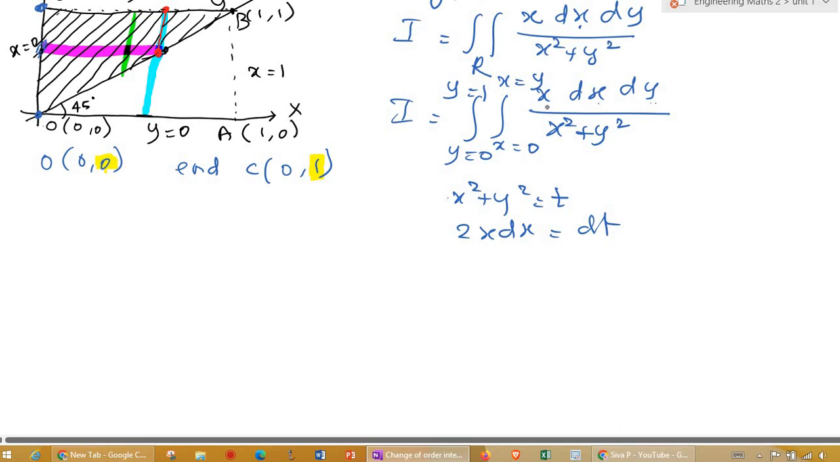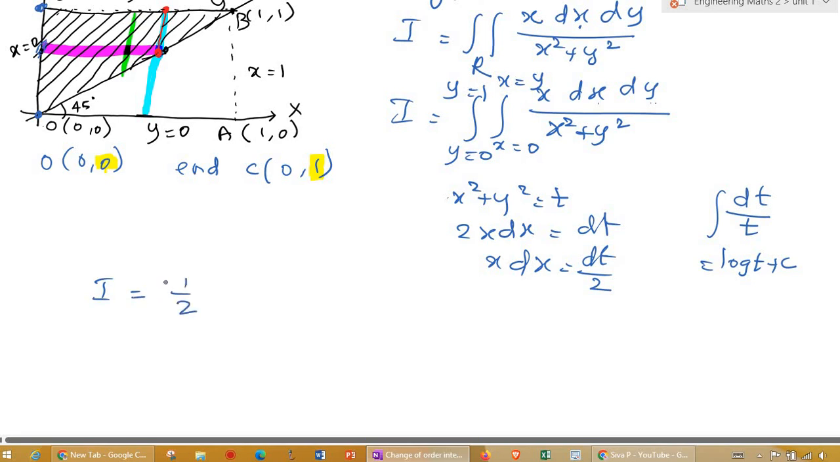But here numerator x is there, so we can write x dx equal to dt by 2. Actually, what is that integral of dt by t formula? That is equal to log t plus c. That is the formula. So here, if you take it like that, then the integration becomes I equal to 1 by 2, and the outer integral 0 to 1, you have to write 1 by 2 log of x square plus y square. Using the substitution method, we are getting this. What is the limit here? 0 to y.